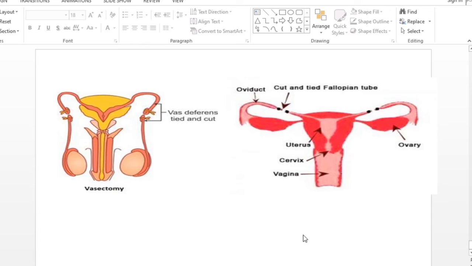In the second picture, you can see tubectomy. Tubectomy is the surgical method of sterilization in which the fallopian tube of a woman is cut and tied so that the egg is prevented from reaching the uterus. Here you can see the fallopian tube. It is cut and tied so that the egg will not reach the uterus for the process of implantation.